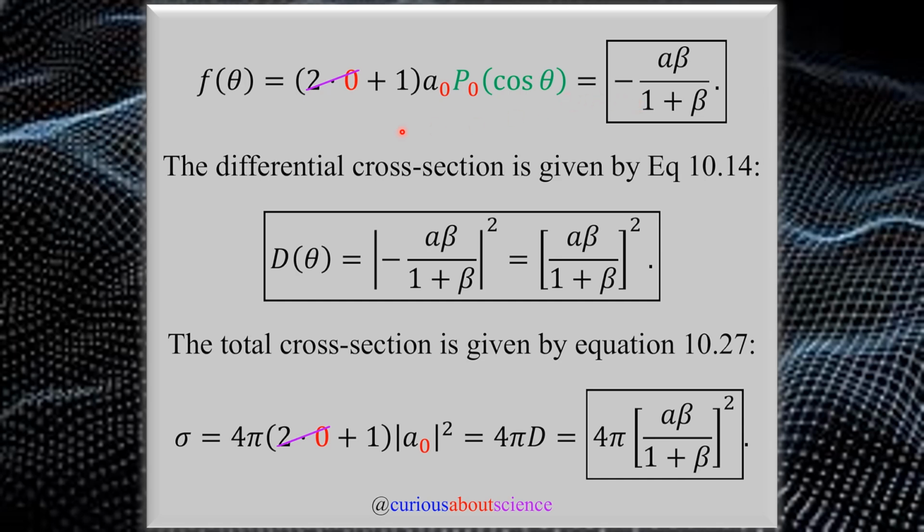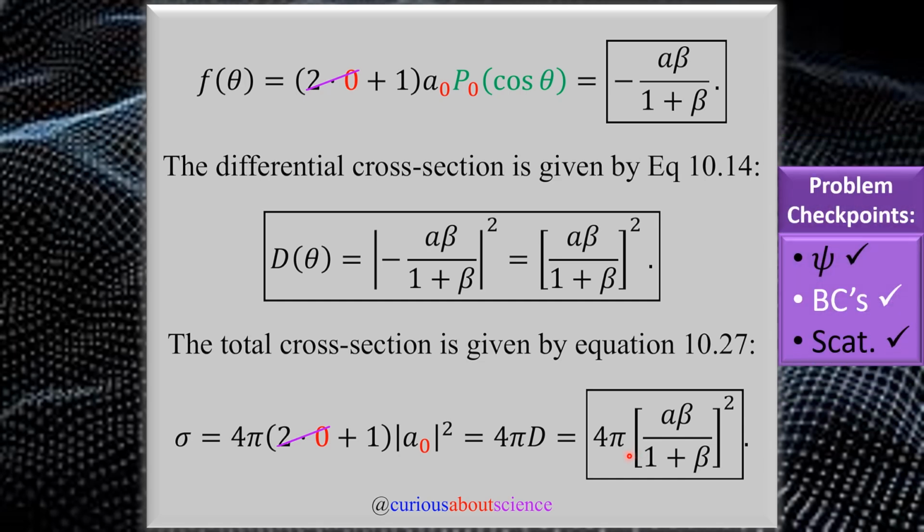And that helps us tremendously because the differential cross-section is just equation 10.14, and all we had to do was square what the f theta was. So square it in magnitude, we get rid of that negative sign, and now you see we have parentheses with all terms squared. Pretty darn cool. And this gives us directly the total cross-section from 10.27, which again was sigma equals 4 pi times all these constants with the magnitude of the partial amplitude squared, or in this case, you just have 4 pi times the differential. So take your 4 pi and you're good to go. You just achieved everything we needed to for this.